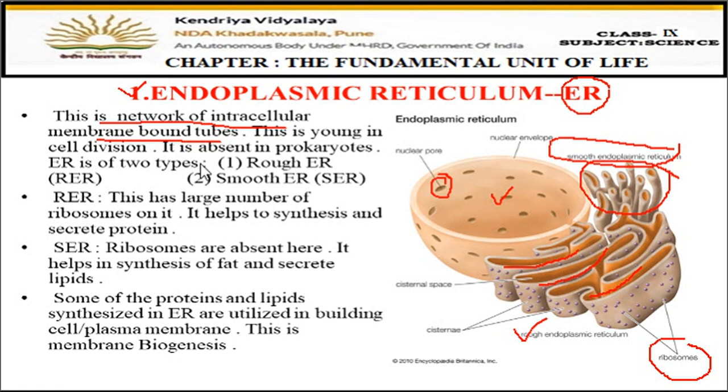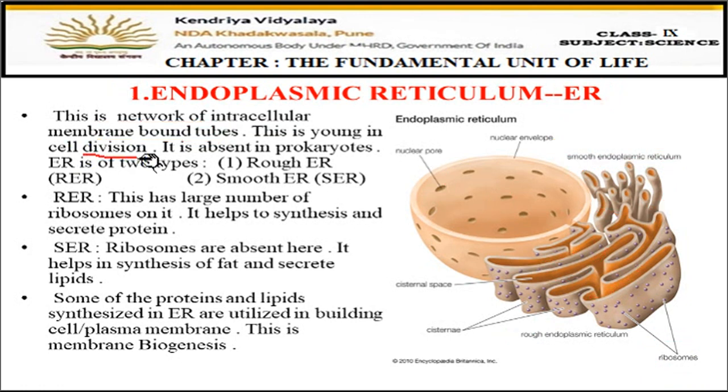Now this is young in cell division, that means it is seen majorly during the time of cell division. It is absent in prokaryotes. ER is absent in prokaryotic cell. Now ER is of two types. One is rough endoplasmic reticulum, I have told you already, and one is smooth endoplasmic reticulum. So rough ER is called RER and smooth endoplasmic reticulum is called SER, right?